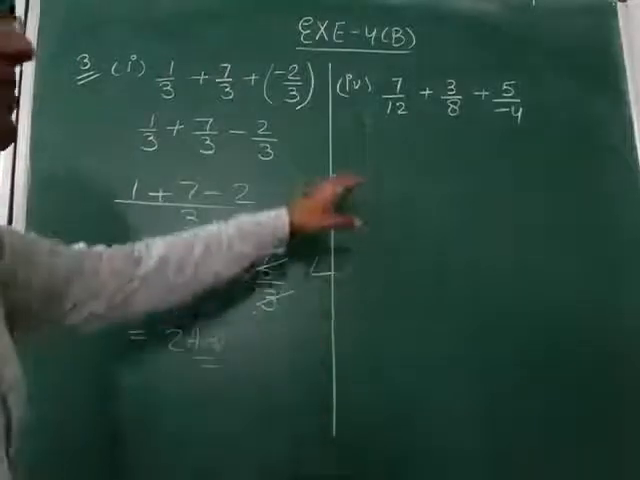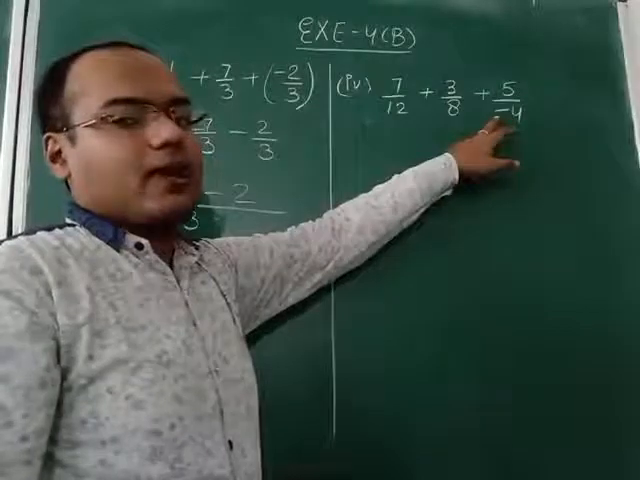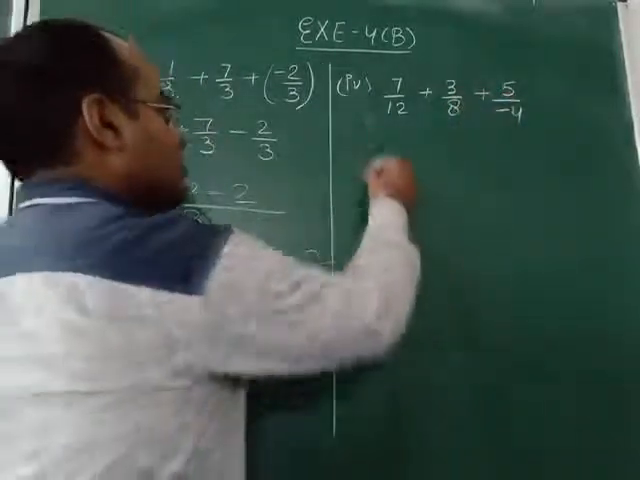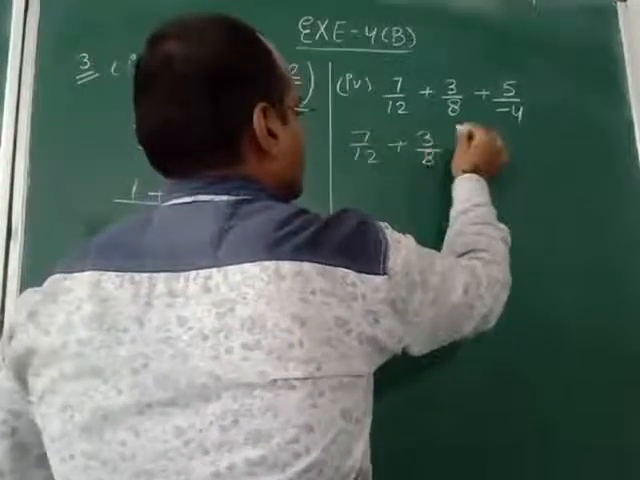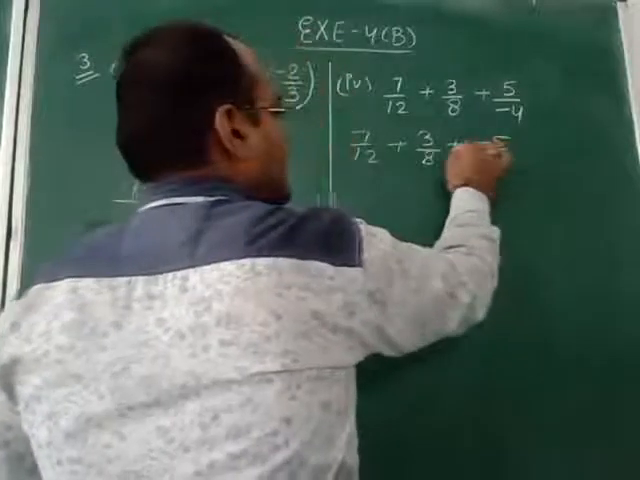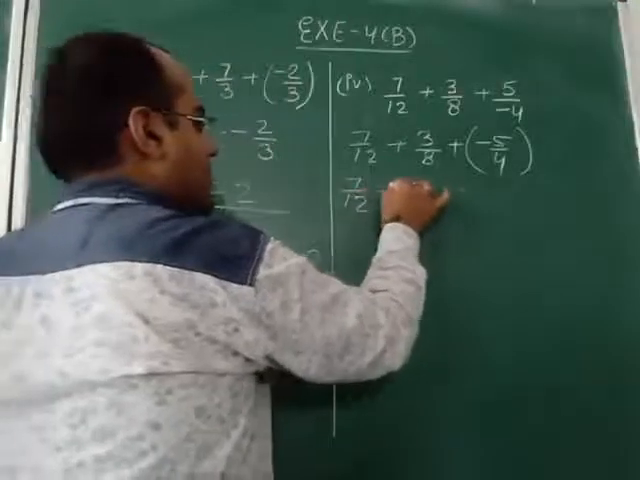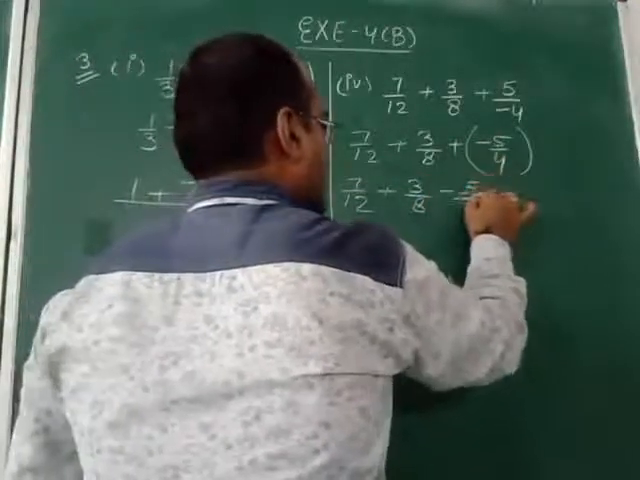Now see another part, part number 4. In this, the denominator has a minus sign, so we will bring this minus into the numerator. So the question is 7 upon 12 plus 3 upon 8 plus minus 5 upon 4. Now double signs are coming, so we have to use bracket. 7 upon 12 plus 3 upon 8 plus minus minus 5 upon 4.